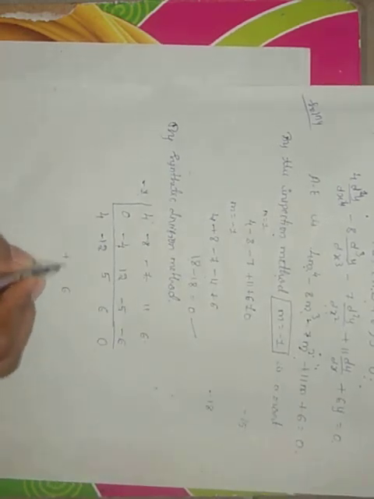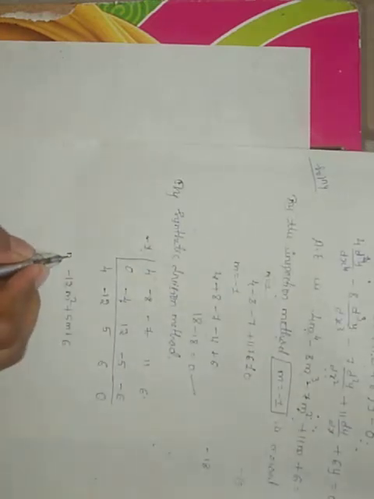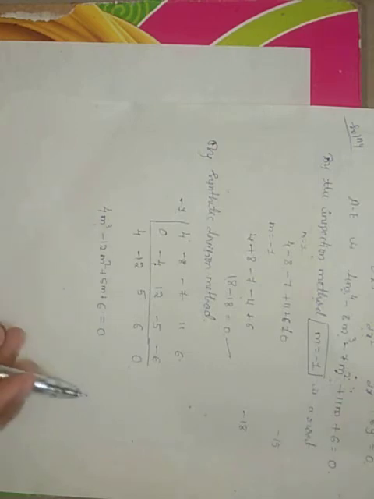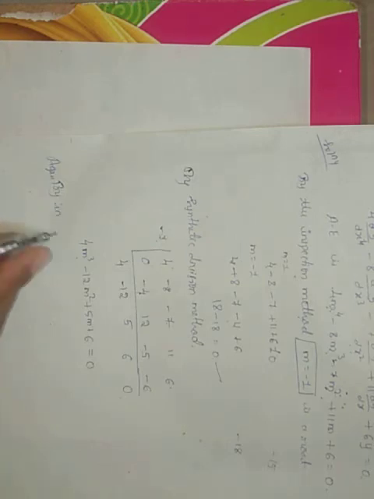Constant, coefficient of m, coefficient of m square, coefficient of m cube. So again it is a cubic equation, but again it is not solved by any factorization. Factorization is not possible in this case, so again we have to repeat the method, again by the inspection method.